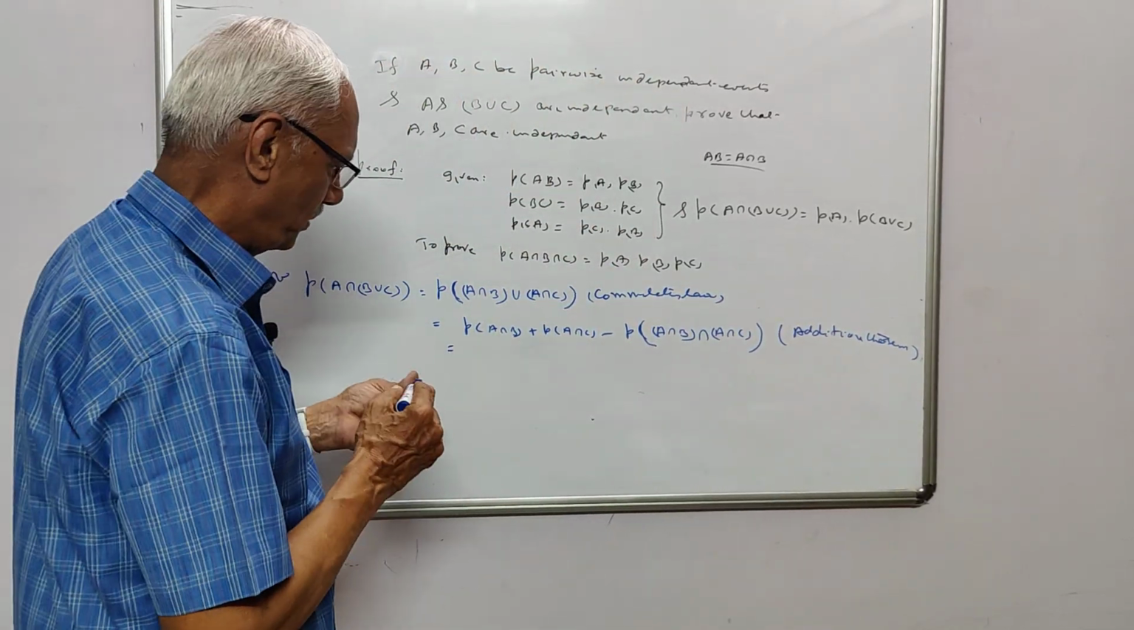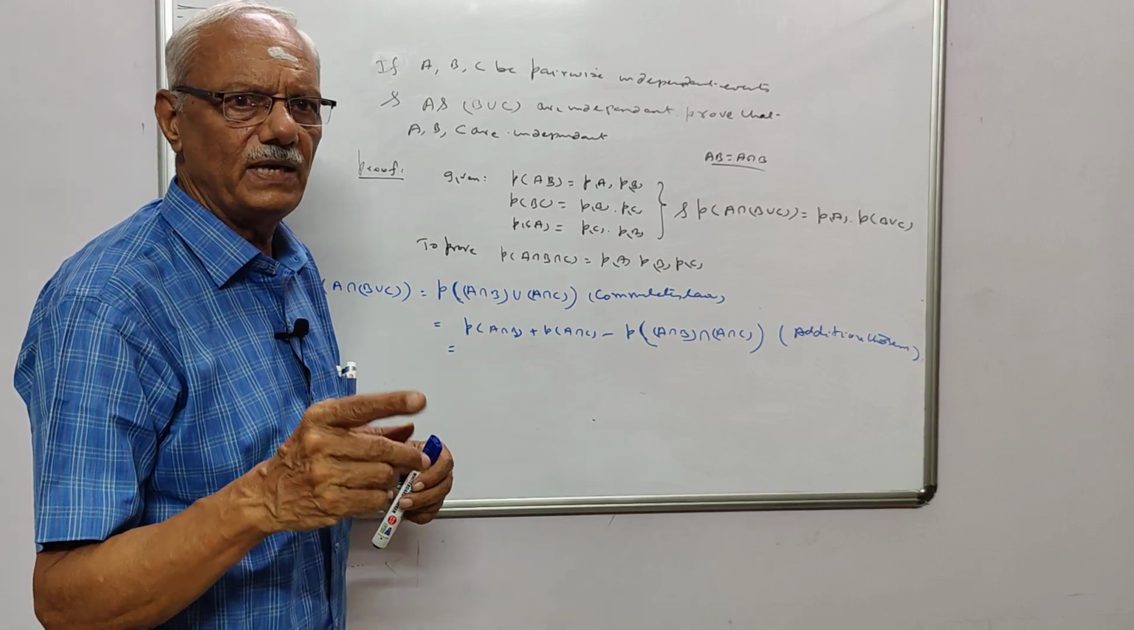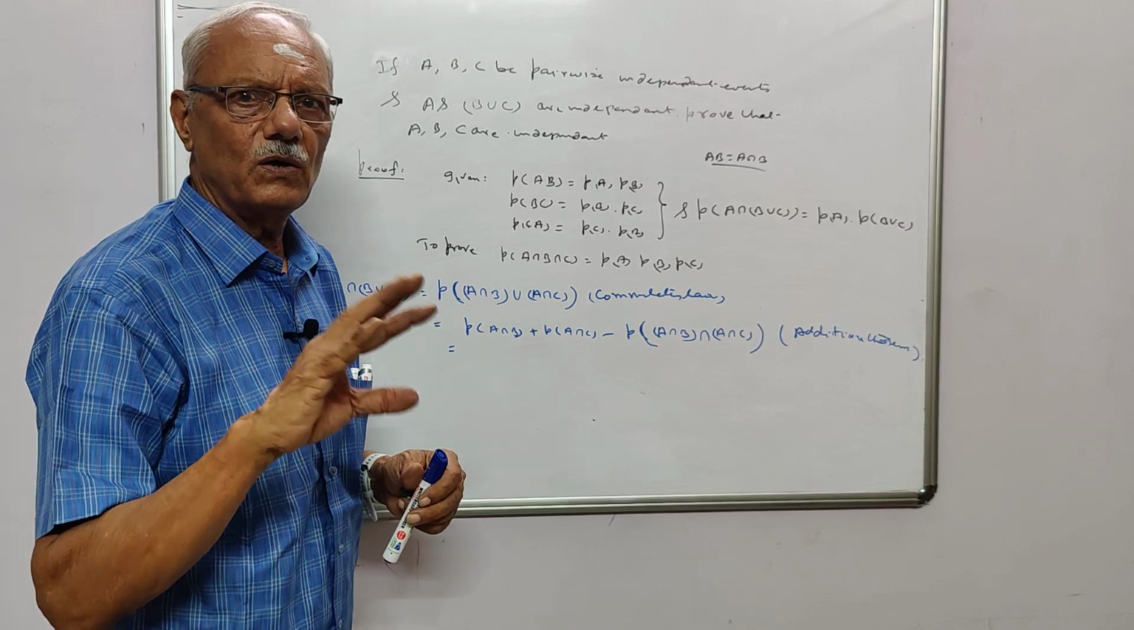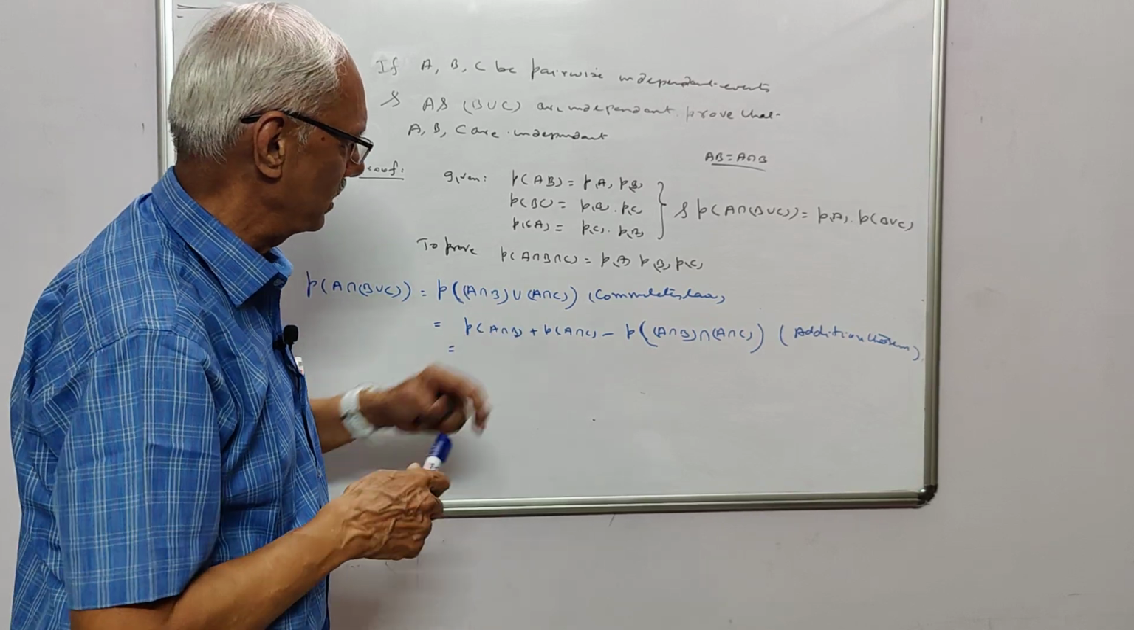What is the addition theorem of probability? P of A union B is equal to P of A plus P of B minus P of A intersection B, provided A and B are not disjoint. Okay, they are not disjoint. So this is what I get.